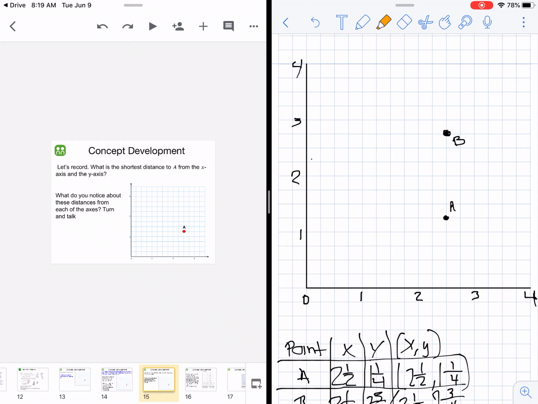So what I'm going to do is construct a line and call it L. This is line L. It's a cursive L. That is line L. It is perpendicular to the x-axis.